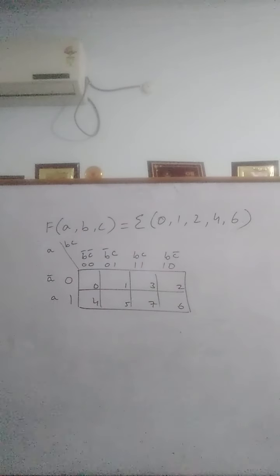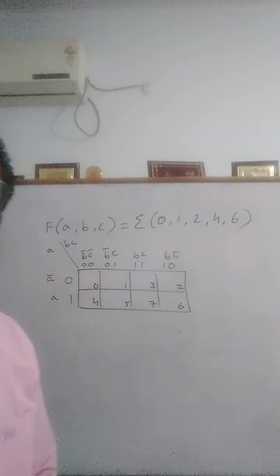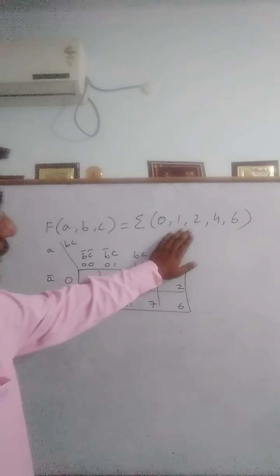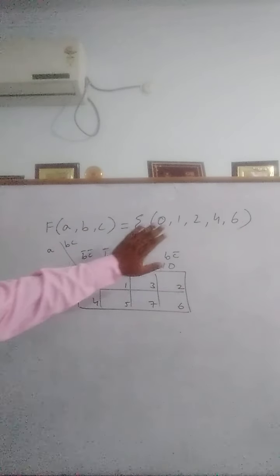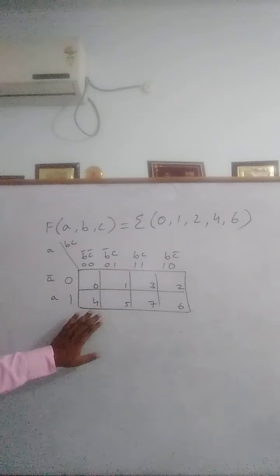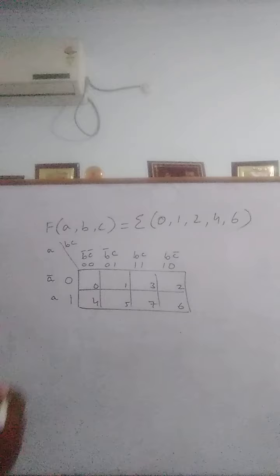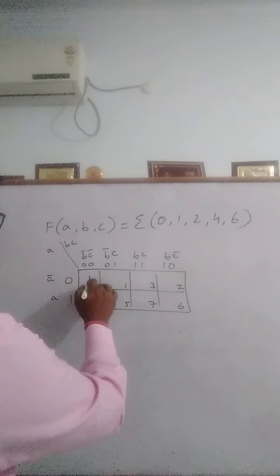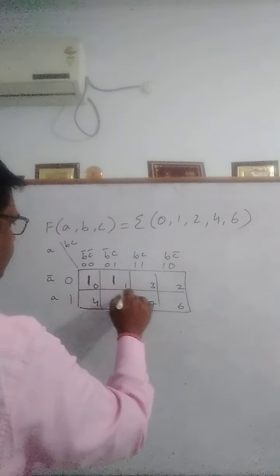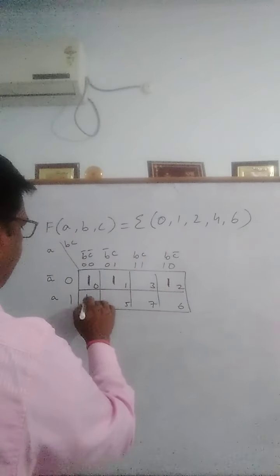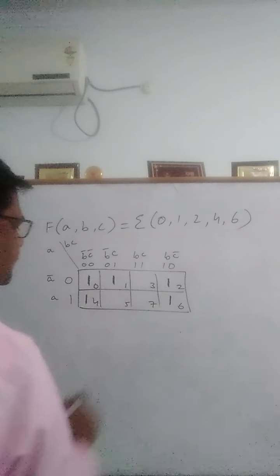Now once the cardinal are filled, what we are supposed to do, on the values of the question, in the K-map, we have to plot 1. Therefore, we will be plotting 1 at 0, at 1, at 2, at 4 and at 6.